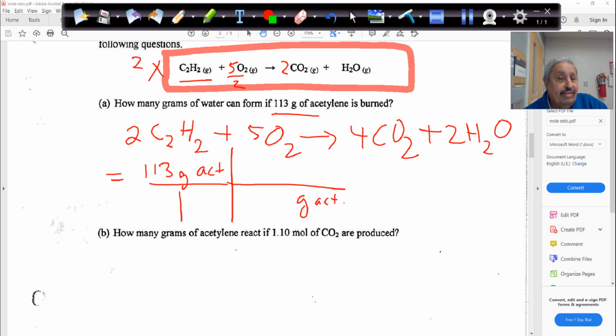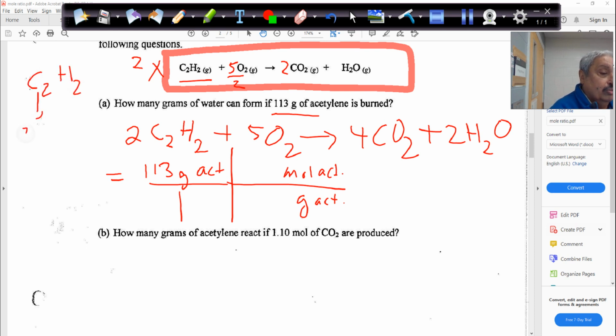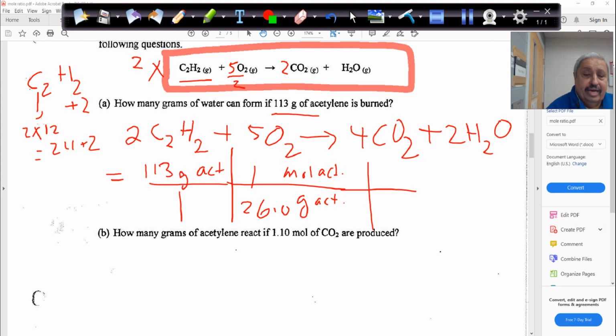So the grams, I have to use the molar mass. I have to divide by the molar mass. Mole of acetylene, correct? So how many moles do we have? 2 carbons. What's the molar mass of this? 2 multiplied by 12, 24, plus 2, 26. So 26.0 gram per mole acetylene. Now the grams of acetylene cancel out. The mole, and I need what?